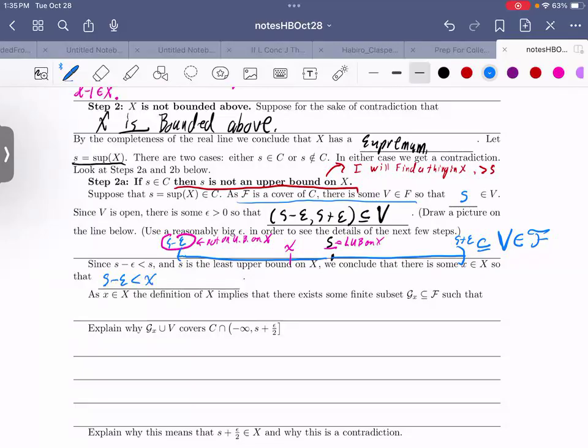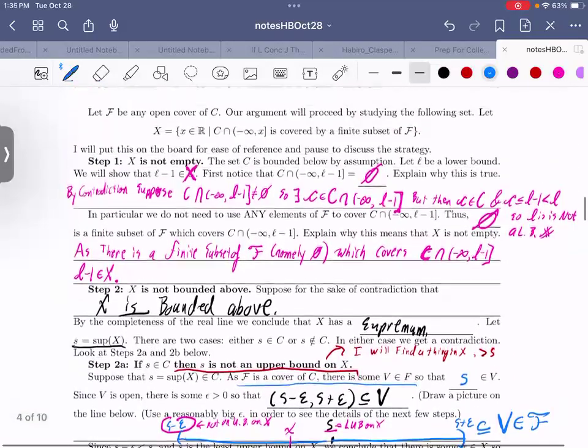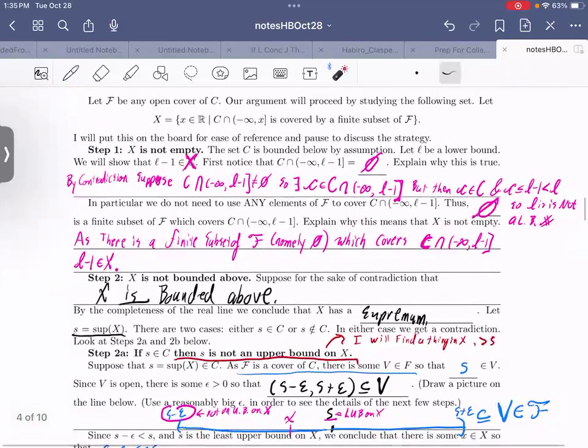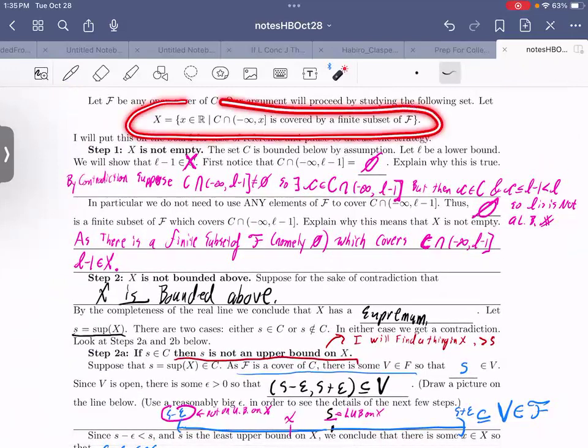Ooh, but let's remember what that means. What's the definition of the set big X? The set big X is all of the elements of the real numbers, so that if you take C and you only look at things to the left from x, including x, what you get is covered by a finite subset of F.